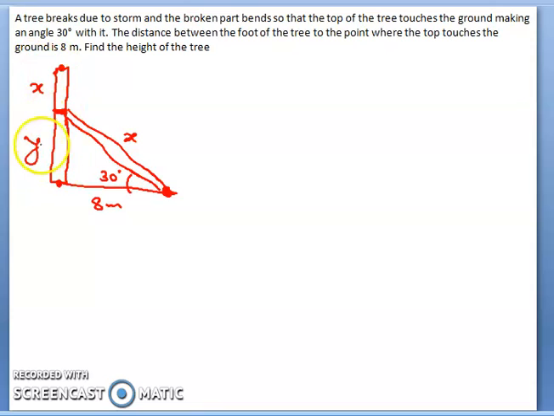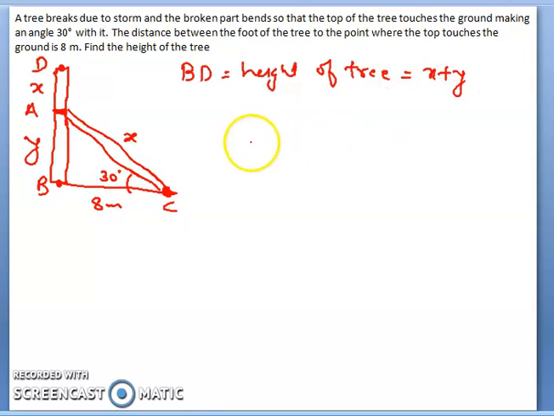If you want, you can label the points A, B, C, and D. So BD is the height of the tree, and BD is nothing but x plus y in this case. Now consider this as a right angle triangle. What is given? The adjacent is given, and the opposite and hypotenuse are not given. So first of all, we will think about the adjacent part and the opposite part.